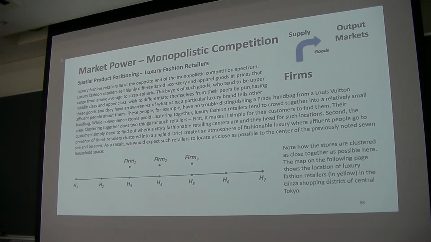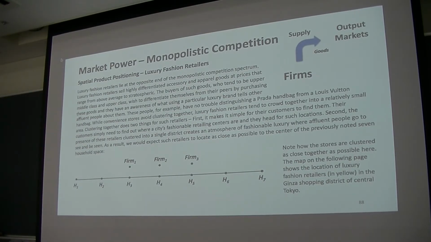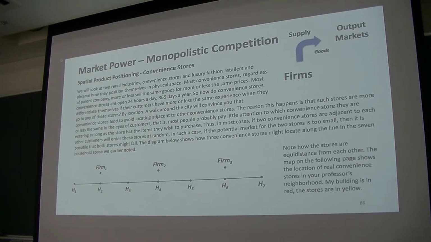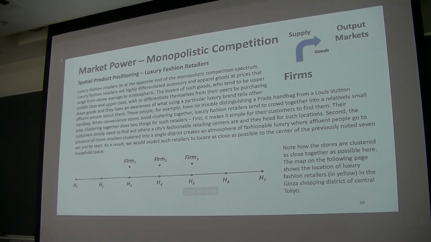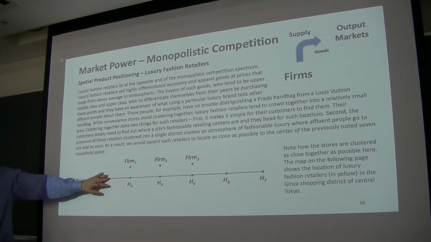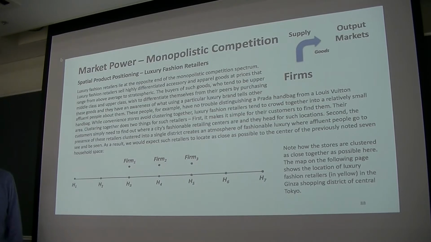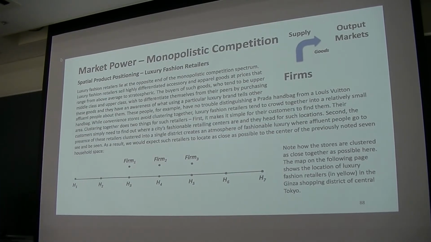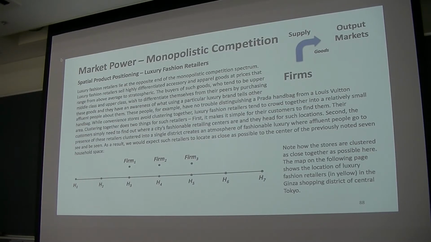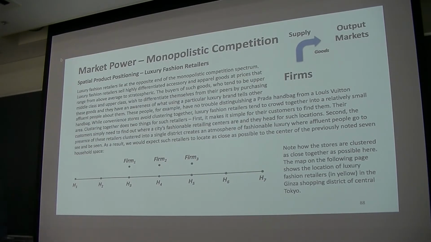Now, this is what happens for luxury fashion retailers. Oh, I'm sorry. Let me go back, because this is the point I was trying to make: that regular spacing is what convenience stores do. This is what luxury fashion retailers do. They cluster as close together as possible because people are comparing things. They want to be able to compare more easily. That's why you go to Motesando, so you can compare.